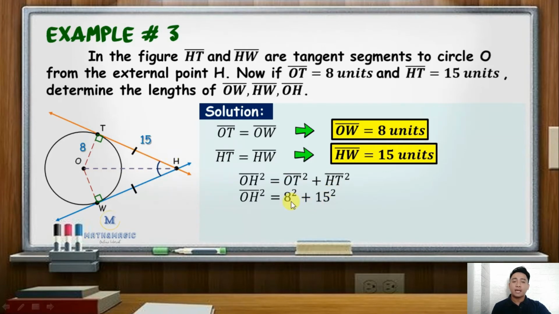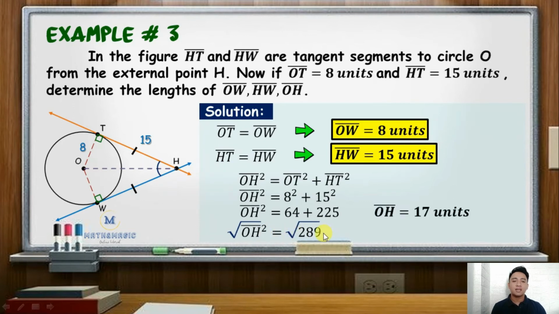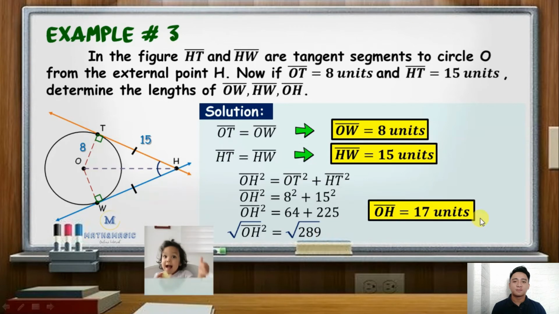The square of 8 is 64. The square of 15 is 225. Adding 64 and 225, the sum is equal to 289. Solving for segment OH, we will get the square root of both sides. Hence, segment OH is equal to 17 units.